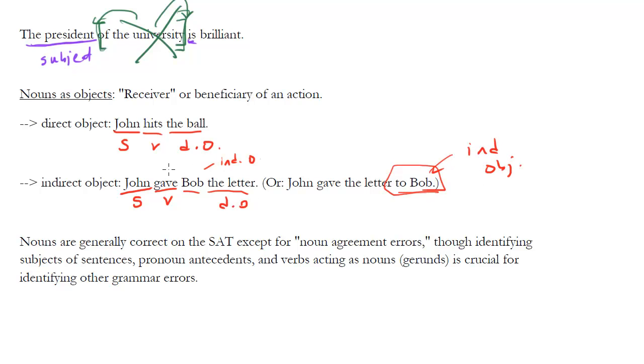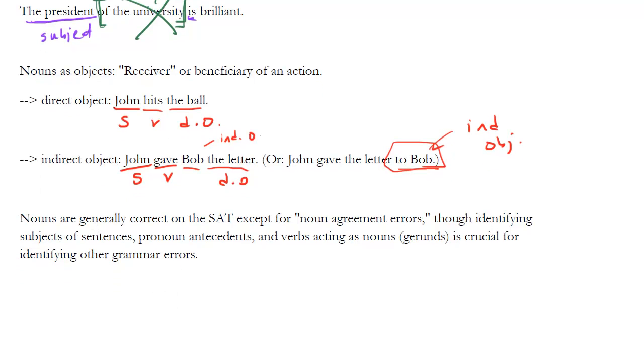So those are the main two things to keep in mind. We're going to obviously explain more on this later. The main thing to know for nouns is that they're generally going to be correct on the SAT, except for noun agreement errors, which we're going to talk about in a second. Though in identifying the subjects of sentences, as we've talked about a little bit, finding out the antecedents of pronouns, which we'll talk about later, and verbs acting as nouns, gerunds, again, all things we'll talk about later, being able to identify these things is critical for identifying other grammar errors.